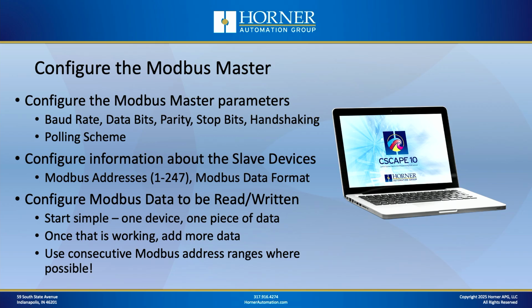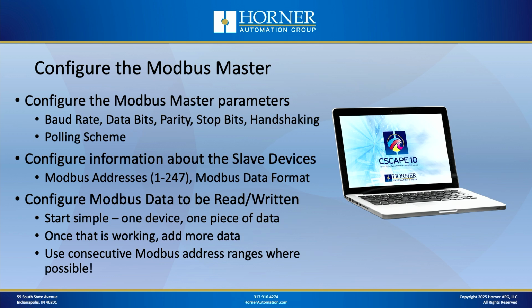Usually, it's the 5-digit traditional Modbus addresses that we use, but the Horner controllers have the ability to adapt to other formats if necessary. Also, you're going to have to list all the data that needs to be read or written from each slave. When you're setting this up initially, start simple. Start with one device and one piece of data, get that working, and then you can add more data later.